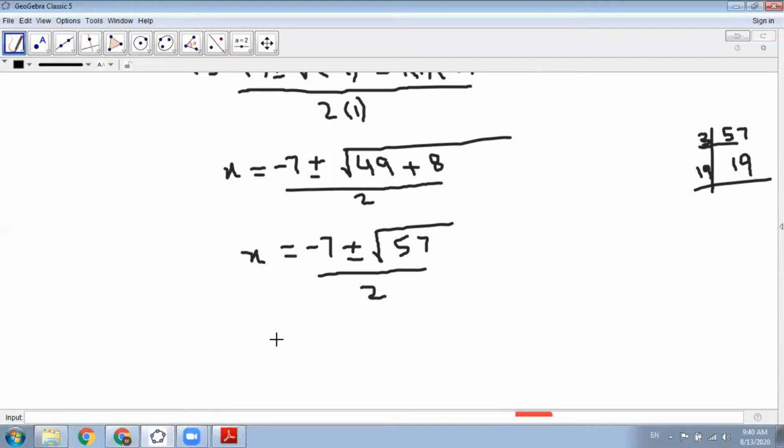So that is the solution set of the quadratic equation. We can write SS equals, because we cannot find the square root of 57, we can stop the solution here and write the solution set as minus 7 plus minus under root 57 over 2.